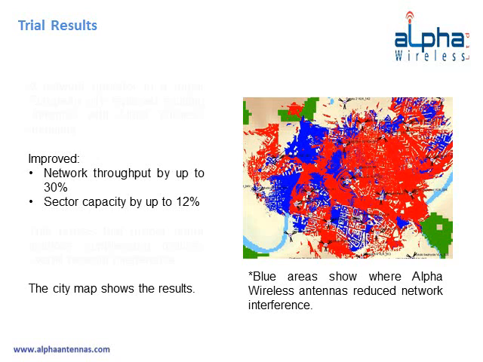In conclusion, choosing antennas which suppress all upper side lobes helps reduce overall network interference, thus improving network throughput and sector capacity.